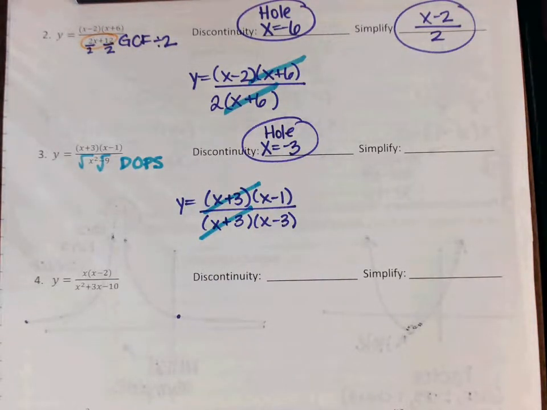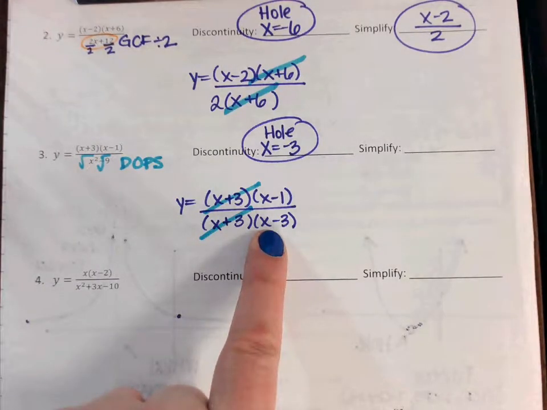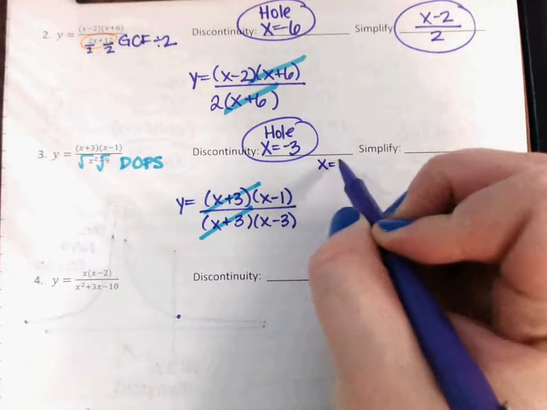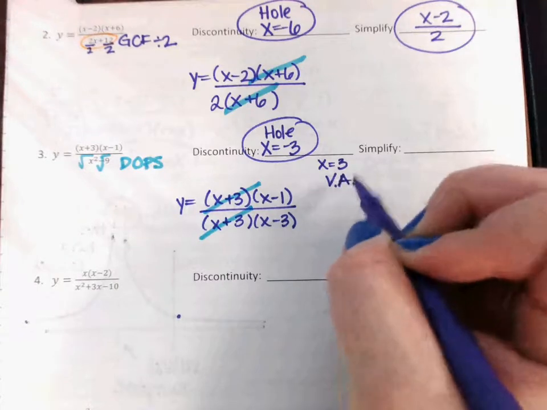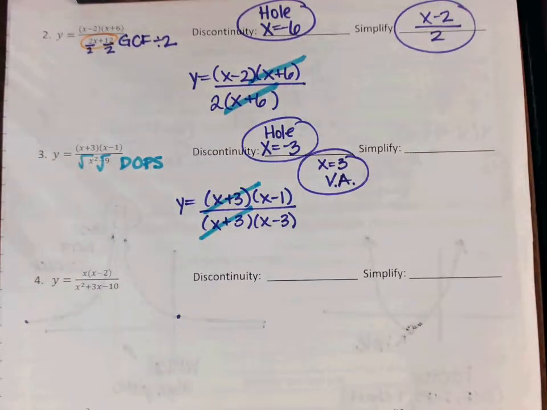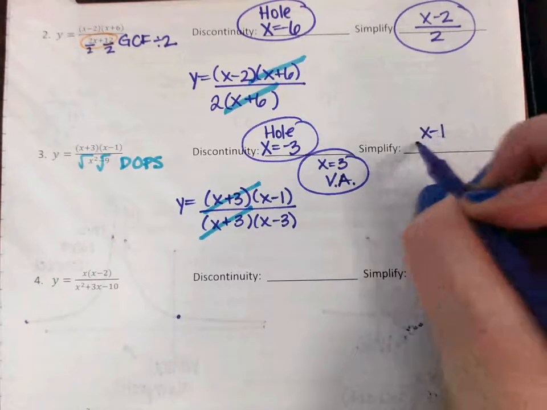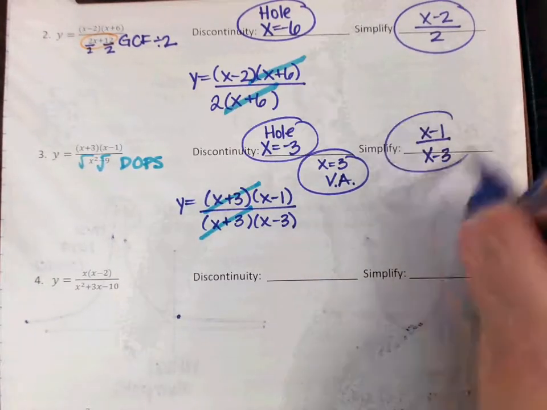Okay, then what else is left over on the bottom? Not the top, just the bottom. And if it's an x minus 3, then the answer is x equals positive 3, and that's a vertical asymptote. Okay, remember the difference. If it cancels out, it's a hole. Doesn't cancel out, it's an asymptote. Then what's left over from my simplify step? x minus 1 over x minus 3. Good?